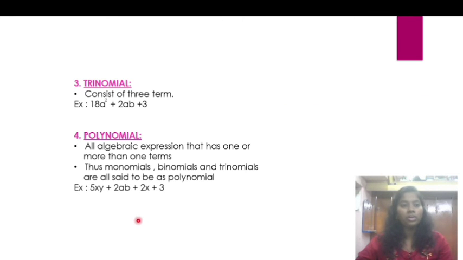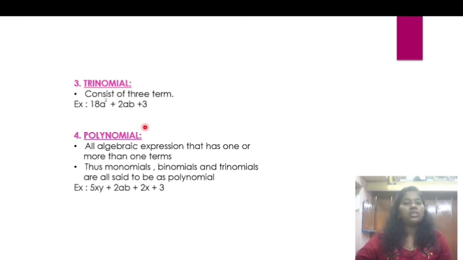So now we go for the third type, trinomial. A trinomial is a type of algebraic expression which consists of three different terms. Okay, here you can see there is one example, 18a square plus 2ab plus 3, which consists of three different terms, 18a square, 2ab and 3. And this is called a trinomial because it consists of three different terms.